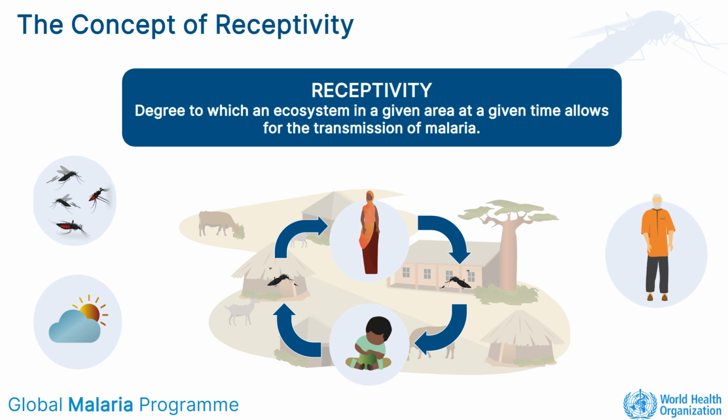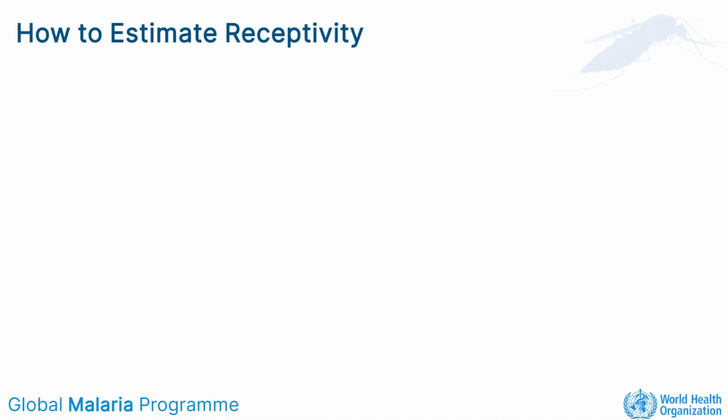Receptivity is a complex concept, and there is no gold standard for measuring receptivity, but we'll talk about 3 approaches on the next slides. We have seen that receptivity is the degree to which an ecosystem allows for transmission of malaria in a specific area. But how do we measure receptivity? Because it is such a complex concept, there is no way to directly measure receptivity.